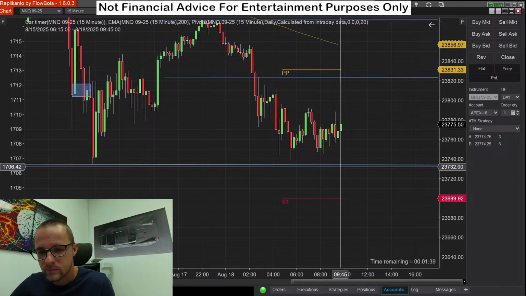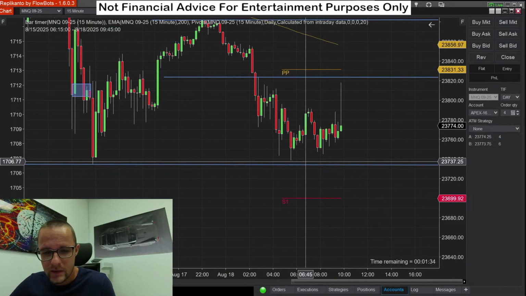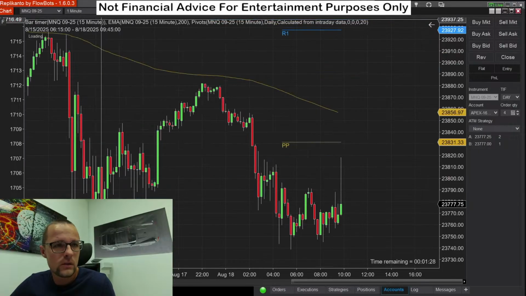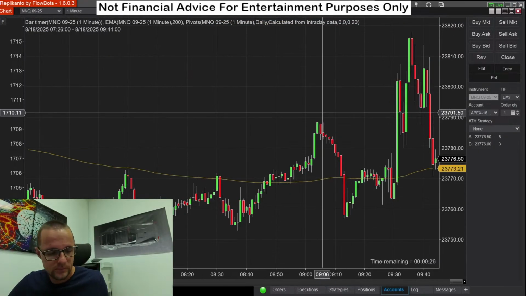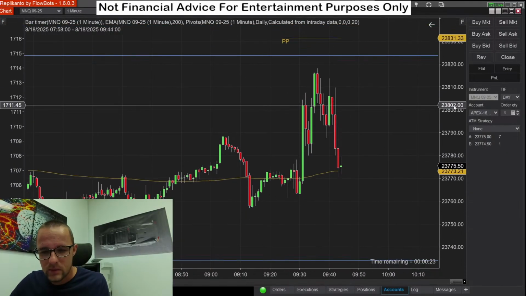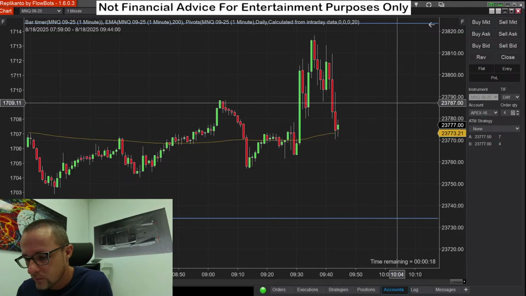Wow. That's the other area, down here, this level. If it can take it out, pretty interesting area, seeing what happens there. Now we're below VWAP. At this point, we're below VWAP, so we're pushing down. This is NASDAQ futures.